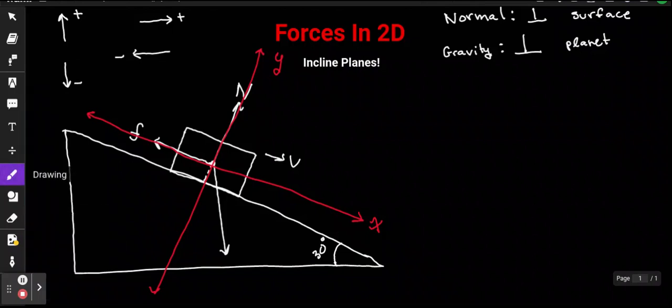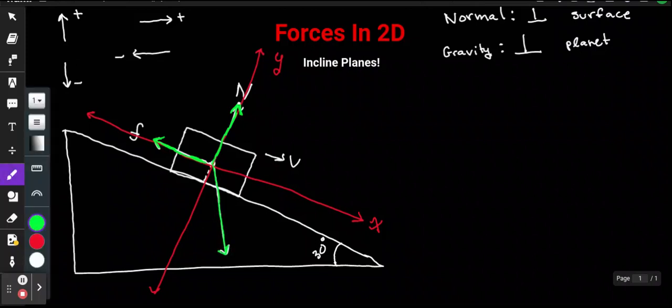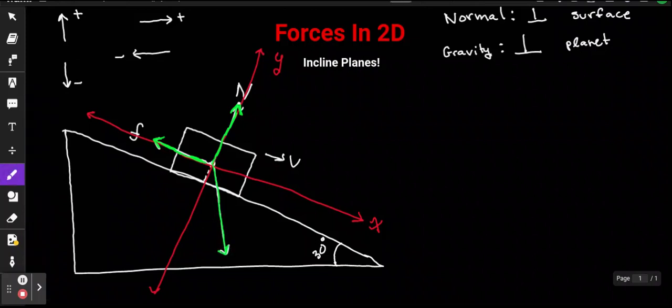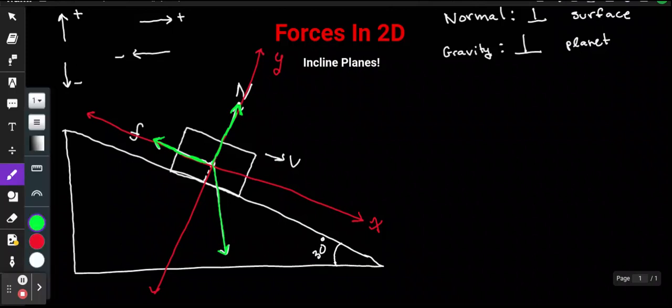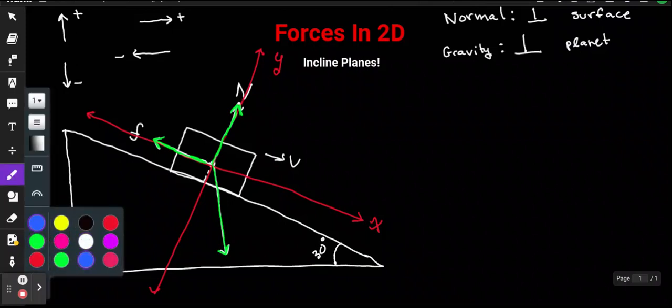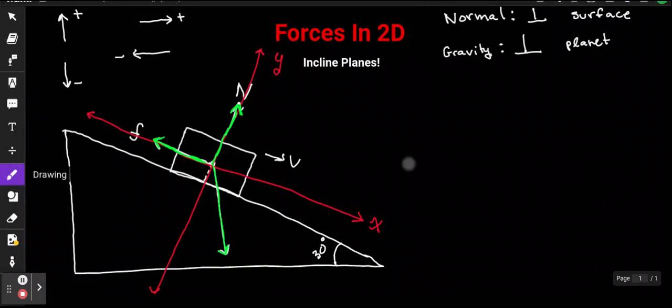So how do we break up our forces into components, especially the weight? And first let me redraw this so it's better to see. Our friction force and then our weight or gravitational force. Okay, so here we see that our inclined plane is 30 degrees above the horizontal. So if we know about the geometry of triangles, we can imagine this to be our right-angled triangle here.